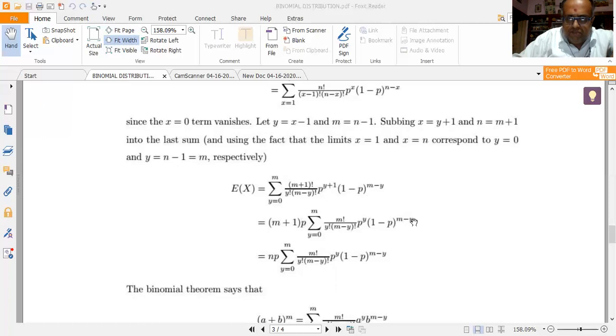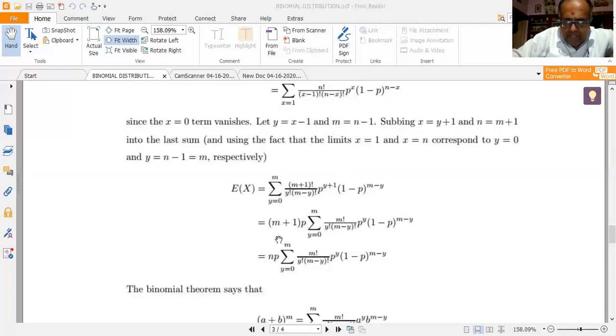1 minus p whole to the power of m minus y I am going to keep as it is. M plus 1 factorial can be written as m plus 1 into factorial of m plus 1 minus 1, which gives me m plus 1 into factorial m. M plus 1 is a constant, I have pulled it outside. Factorial m I am keeping inside. P to the power of y plus 1 can be written as p to the power of y into p. P I am pulling outside along with m plus 1. P to the power of y I am keeping inside. Other things remain as it is.